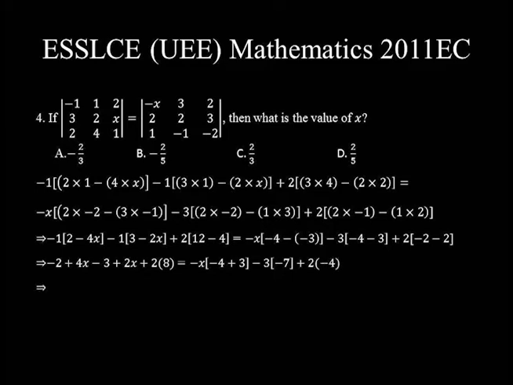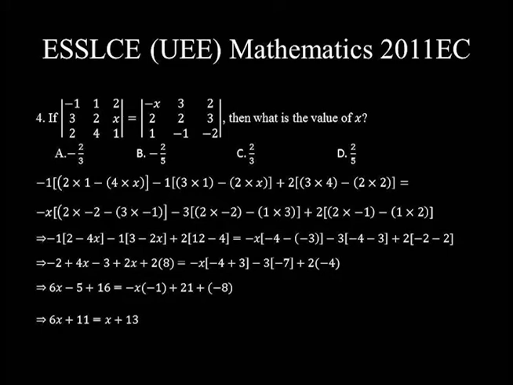This implies 4x plus 2x is 6x, minus 2 minus 3 means minus 5, plus 2 times 8 is 16, which is equal to negative x times negative 4 plus 3 is negative 1, plus negative 3 times negative 7 is positive 21, plus 2 times negative 4 is negative 8. This is equal to 6x. 16 minus 5 is 11, which is equal to negative x times negative 1 is positive x, plus 21 minus 8 is 13.